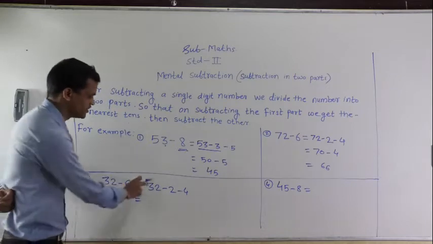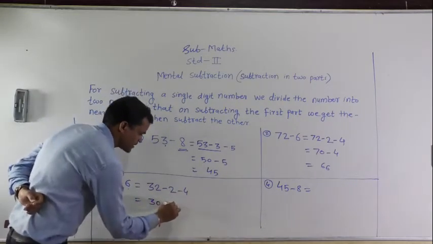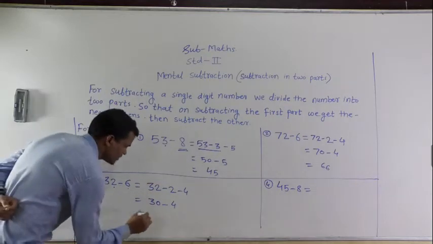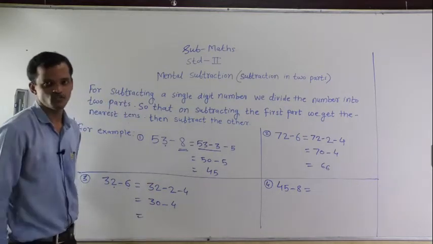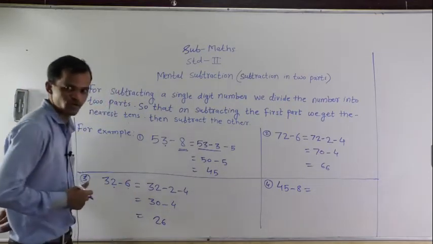Now subtract. 32 minus 2 is 30, and then subtract this 4. Now 30 minus 4 is 26, we can tell orally, okay? Example.